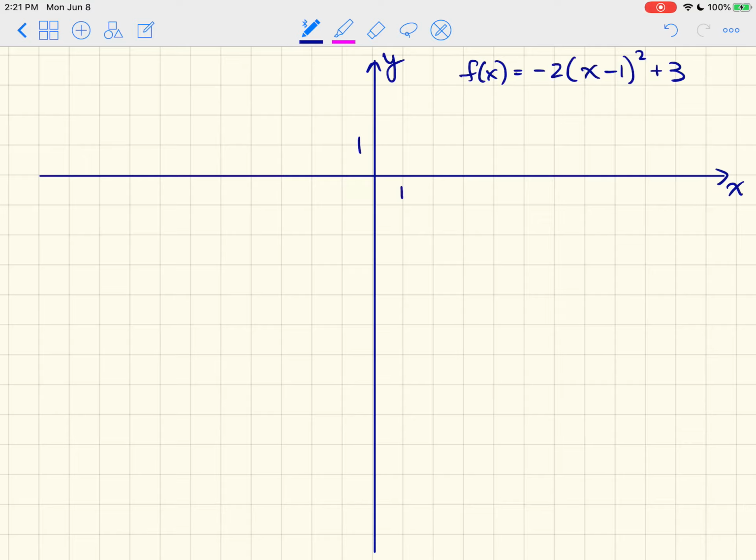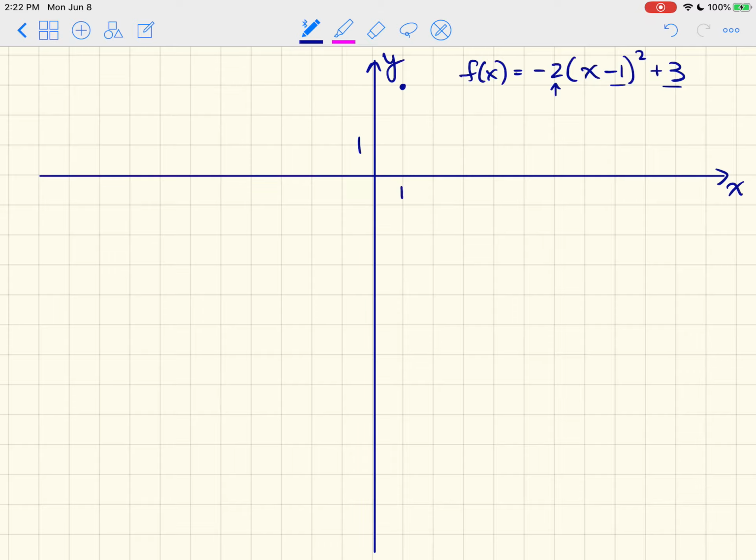So what I know is normally x squared starts at 0, 0. This one is starting 1 to the right and 3 up. So that's right here. There's my vertex. Now from there, my horizontal movements are unchanged. So out 1 every time. Out 1, out 1, out 1. However, my vertical movements are going to be multiplied by negative 2.